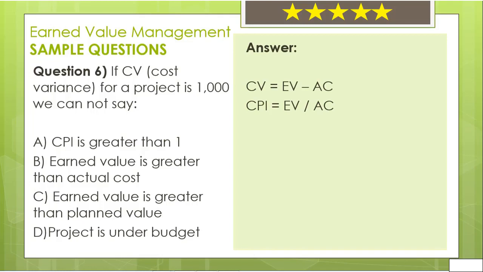In answer C, it says earned value is greater than planned value. From the formula, we see that we cannot make such a comment since there is no information about the planned value. Since we have no information about the planned value, we cannot say if earned value is greater than or less than the planned value. Therefore, the correct answer is C.